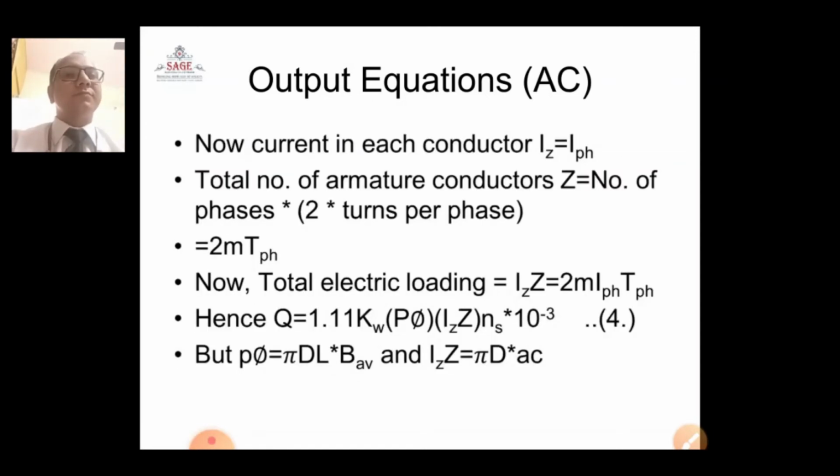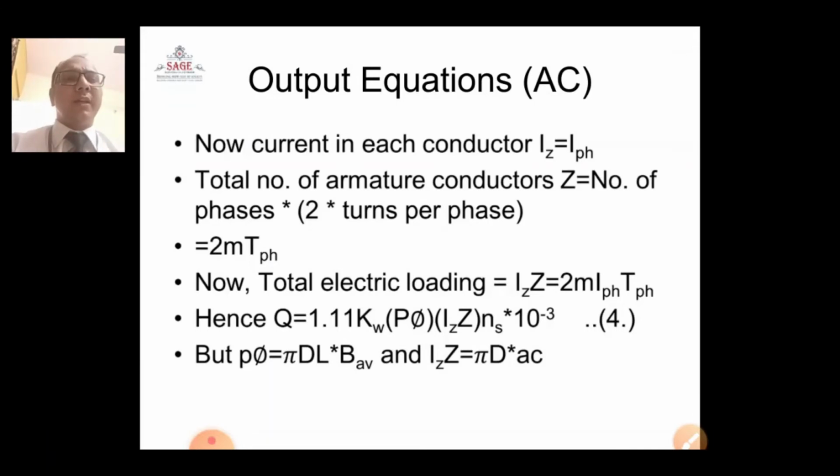We know that a machine having one circuit per phase will always have a conductor current Iz equal to phase current. So the total number of armature conductors Z for me is number of phases multiplied by 2 into turns per phase, 2 m Tph. So this constitutes capital Z for me, total number of conductors. So the equation now becomes simple. I can replace Iph by Iz and 2 m Tph by Z.